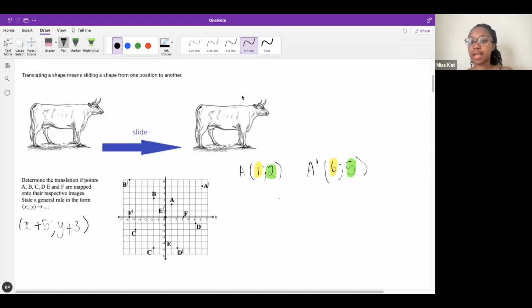Sorry, ma'am. I don't understand how you got the rule with x plus 5 and the other coordinates. Look at the x coordinates, Aliyah. Do you see the A and A prime? Are my x coordinates the yellow ones or the green ones? The yellow ones, right?